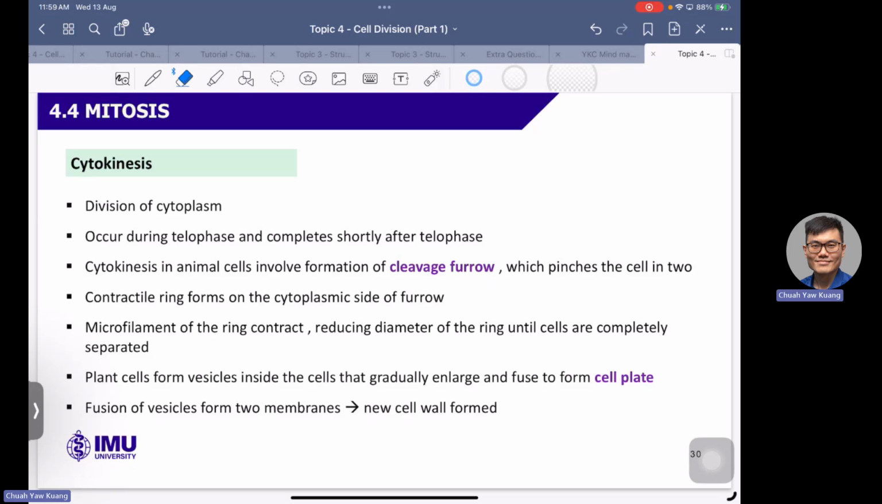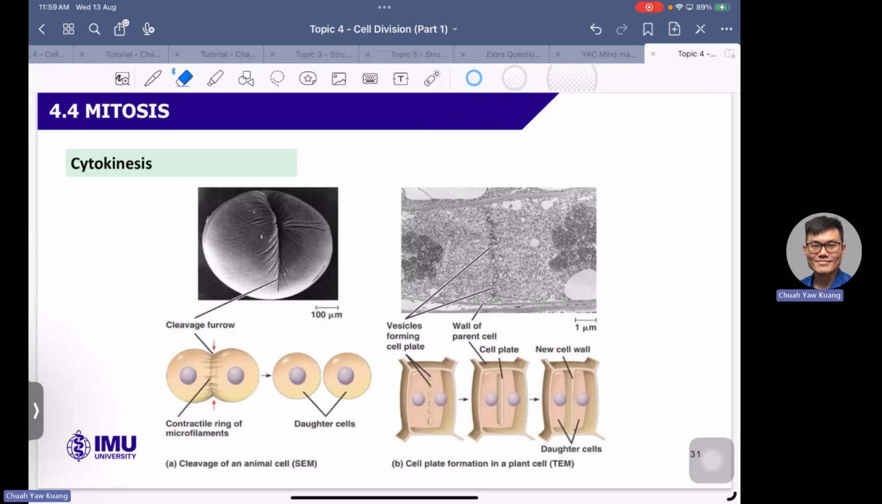Cytokinesis occurs in two ways, depending on what type of cell it is: a plant cell or an animal cell. If it's an animal cell, they use the cleavage furrow to do the cytokinesis. If it's a plant cell, they have a cell wall, so they are going to use the cell plate. How does the process go? I will use the picture to describe that, so that you can see it.